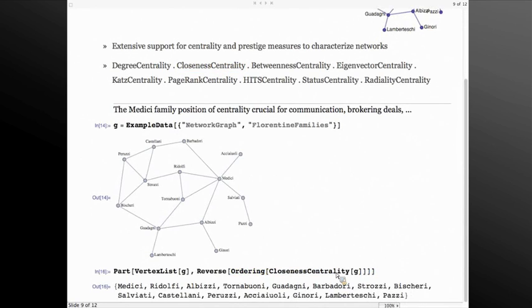You can also look, for example, at the closeness centrality related to them. So how close are they to other families? And you can see also that the Medici come first. That means they are also closer to other families in 14th century Florentine families. So this is a nice way to apply social network analysis to understand why something happened in history and how some families have certain positions.